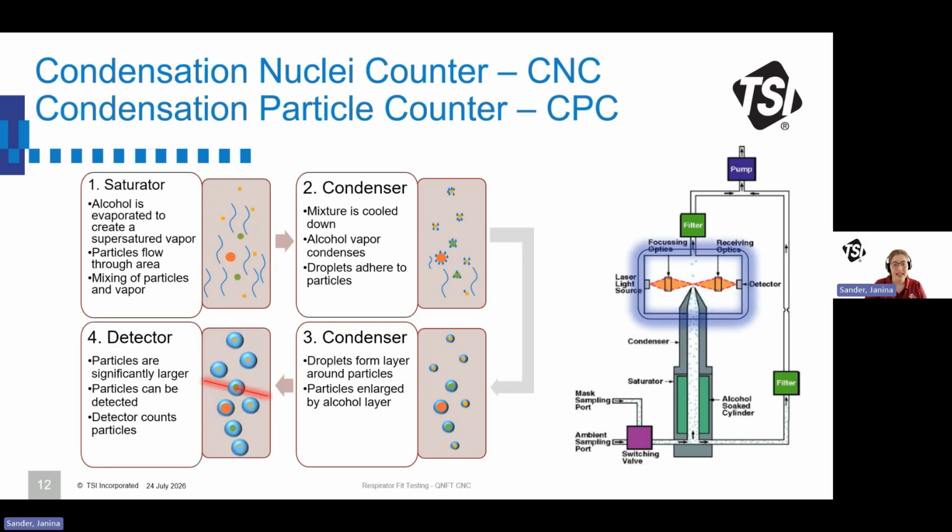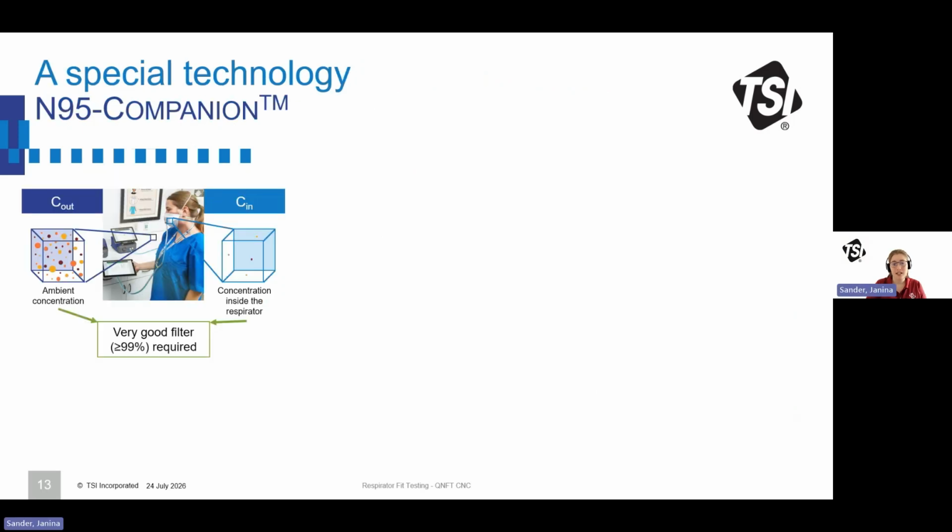What that makes is that when there's more and more alcohol condensing and this alcohol layer becomes bigger and bigger, the particles become significantly larger and become so large that a photodetector can count them. So every single particle goes through an area with a laser and scatters light, and the photodetector detects, oh, there's a particle scattering light. And with that, we can count the particles. And because we know the flow of the instrument, we can calculate the concentration in the ambient air as well as inside the respirator. That's the technology, and that works fine.